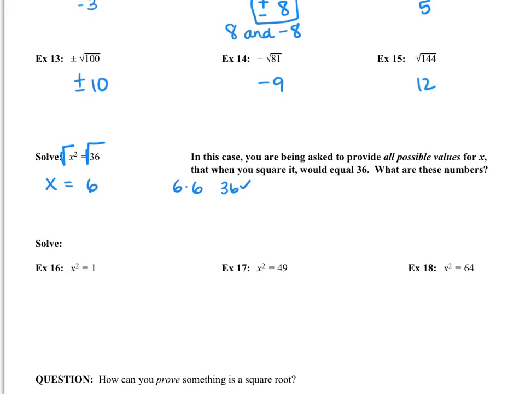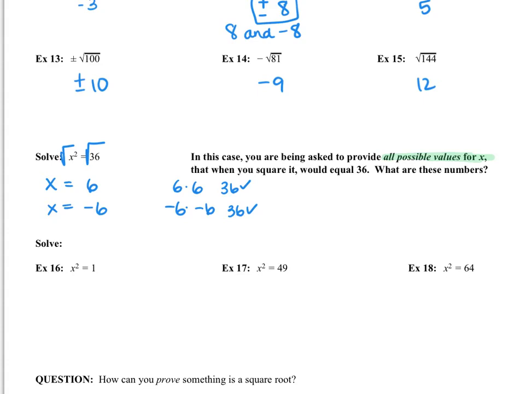But there's another number that x could be, that if we were to square it would also give us 36, and that's negative 6. We could prove that by multiplying it by itself. The important thing is that when you're looking at a problem like this, you are being asked to find all of the possible values of x. You don't want to let that go. So you're being asked for both the positive and the negative answer.